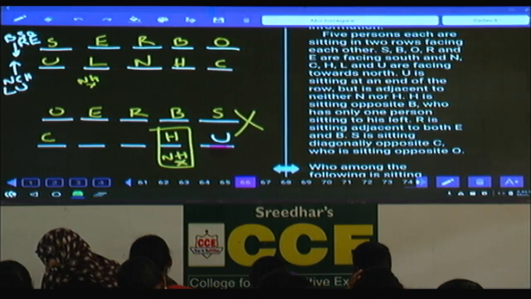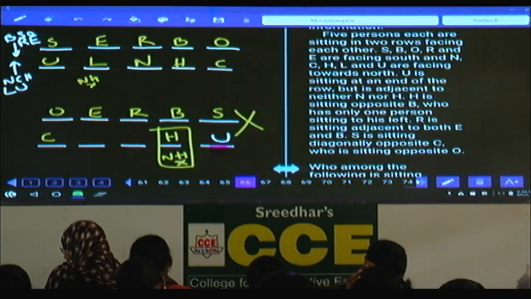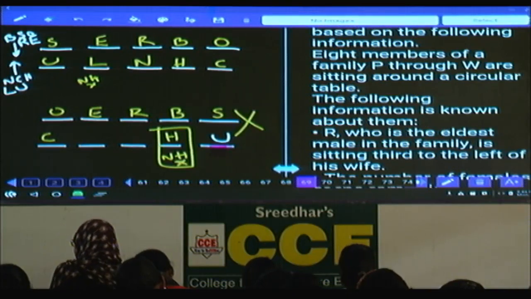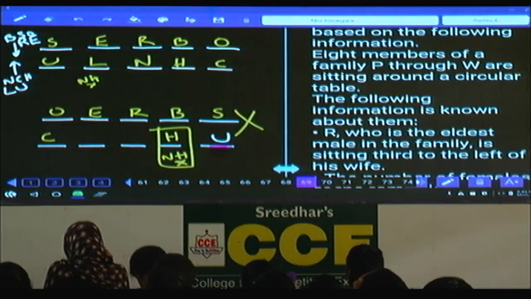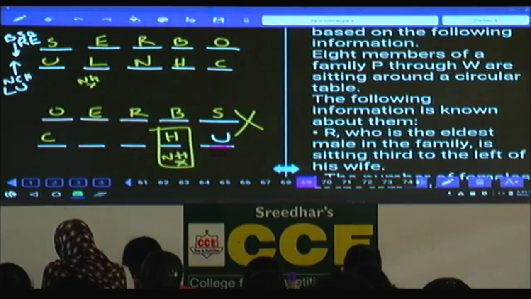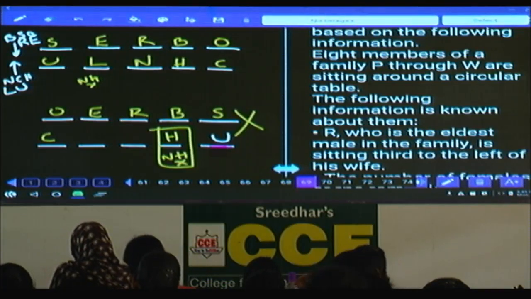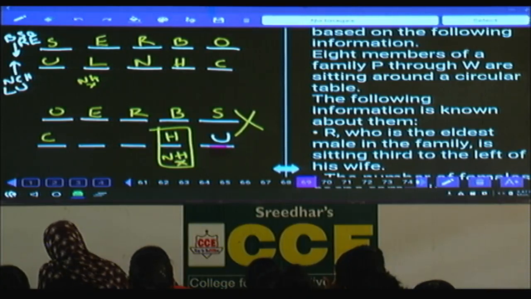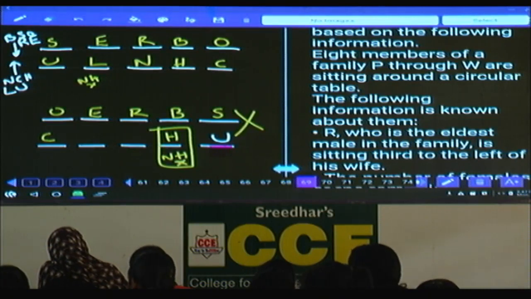Then question number 69 to 73. Now in this one, 8 members of a family. Who are the 8 members? P, Q, R, S, T, U, V, and W are the 8 persons of a family, and they are seated around a circular table, isn't it? And the direction is not given. And by default, if the direction is not specified, then we need to take that they are facing towards the center.